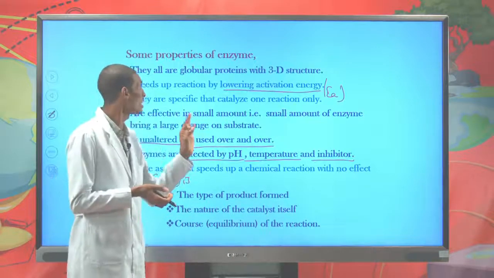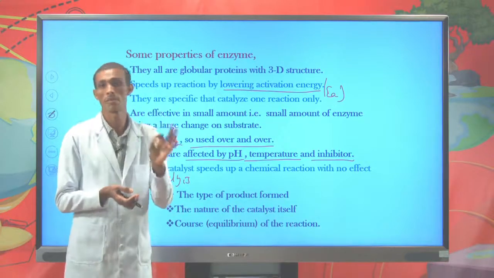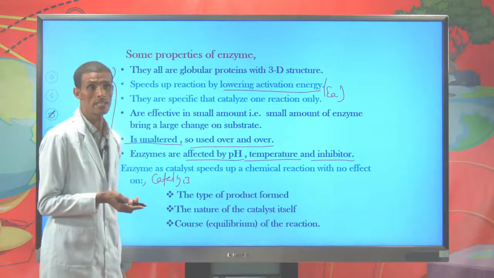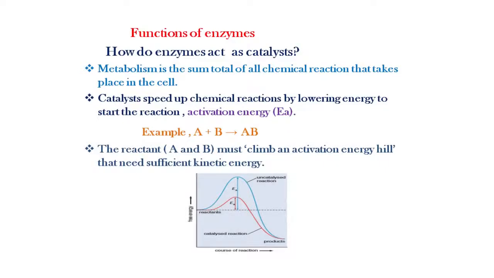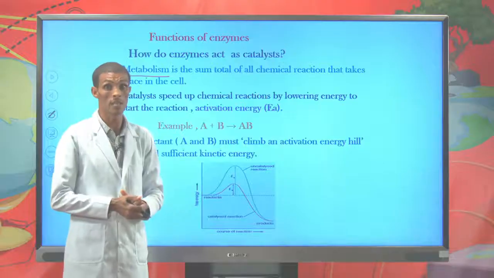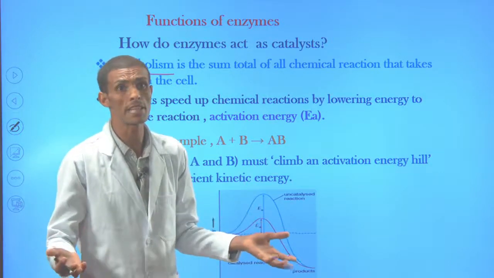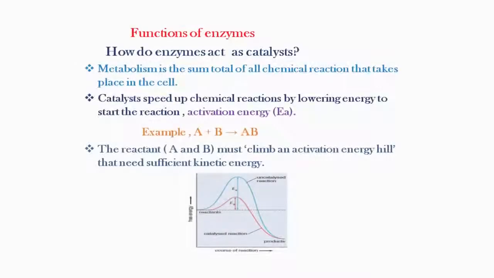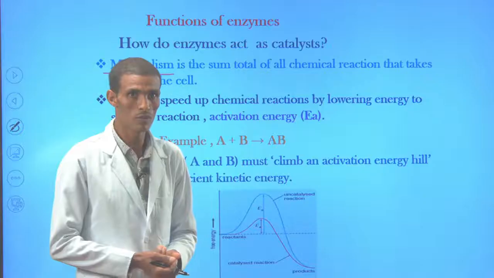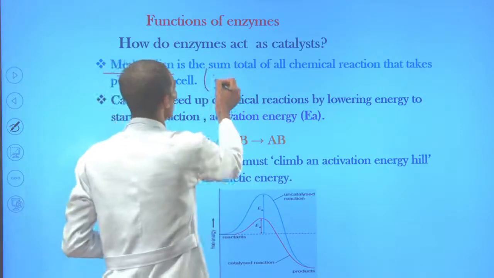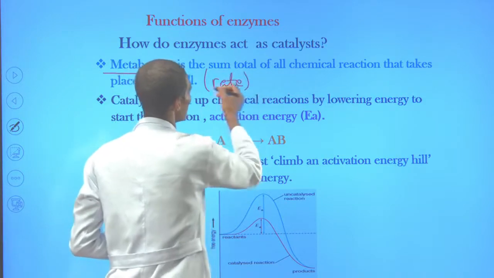The only target of an enzyme is to specifically catalyze a substrate, lowering activation energy to speed up the rate of a chemical reaction. Enzymes are very important in metabolism, in speeding up the sum total of reactions that take place in life. Students, it doesn't mean that a chemical reaction cannot take place in the absence of an enzyme. A reaction can take place in the absence of an enzyme, but the rate becomes slow. The main aim of an enzyme here is to speed up the rate.